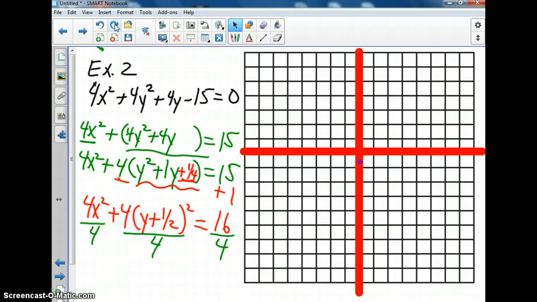Okay, and the 4s are going to cancel, yes. So here we go, they're canceling here. There they are canceling, we get x squared. They're canceling there, they're going to get y plus 1/2 squared, okay? And now 16 divided by 4 is how much? It's 4. Okay, there we go.